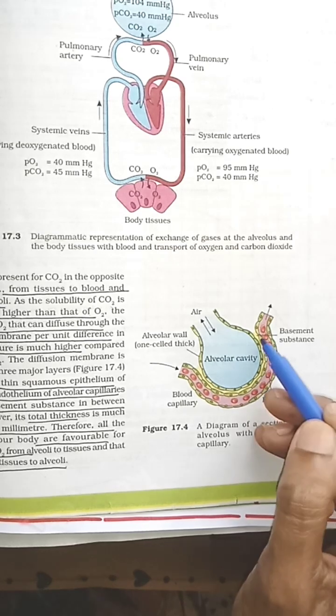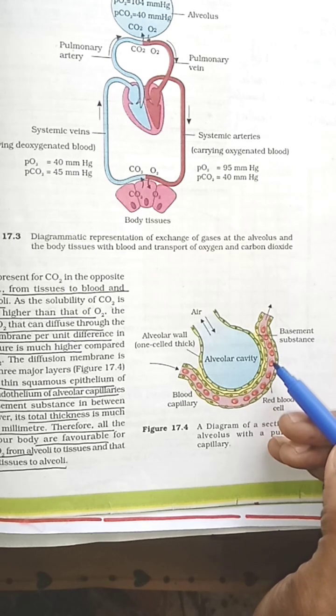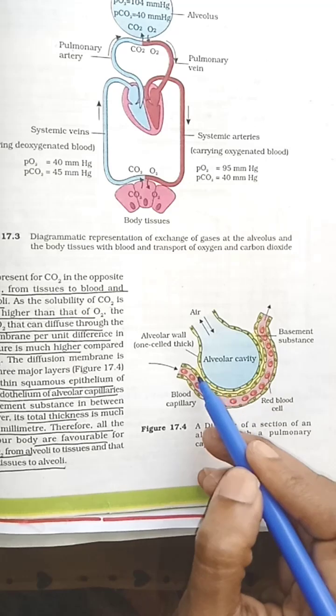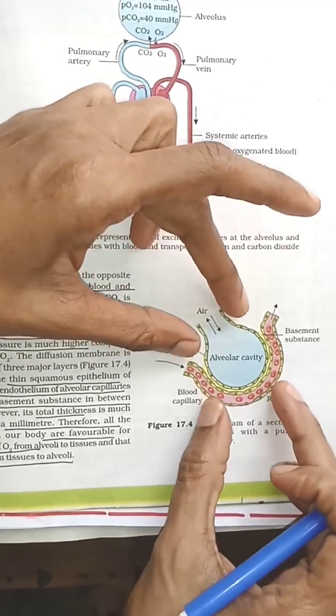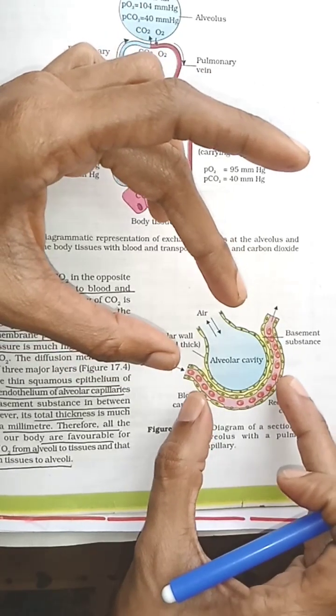The yellow color portion is the basement substance. Basement substance means this is an extracellular matrix. Matrix means a jelly like substance, because this is a jelly like substance which holds these two structures together. These structures are all embedded or fixed into the jelly like matrix.